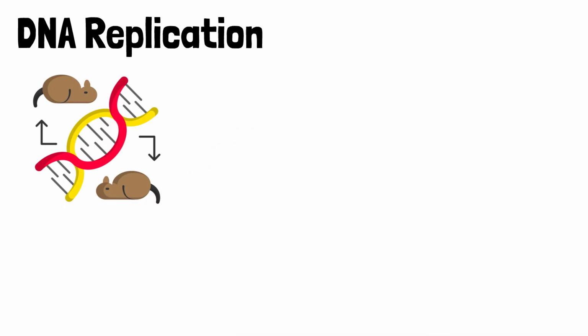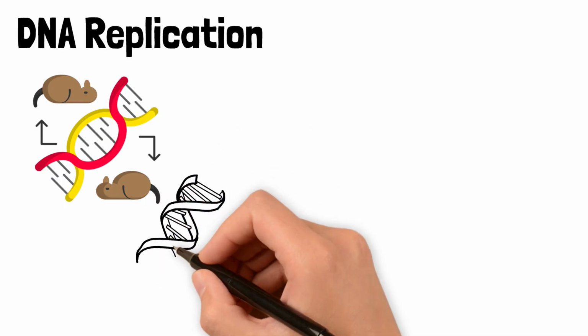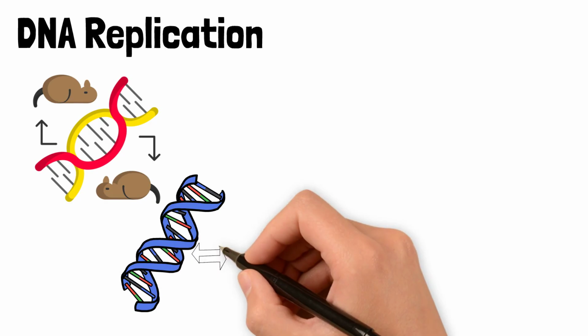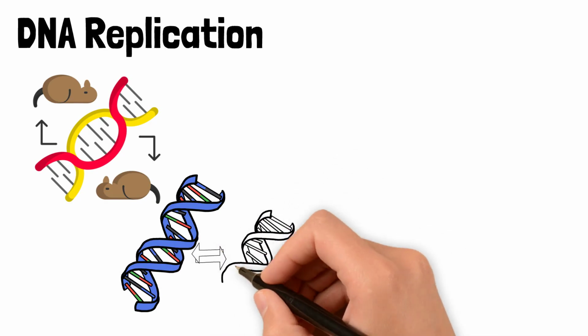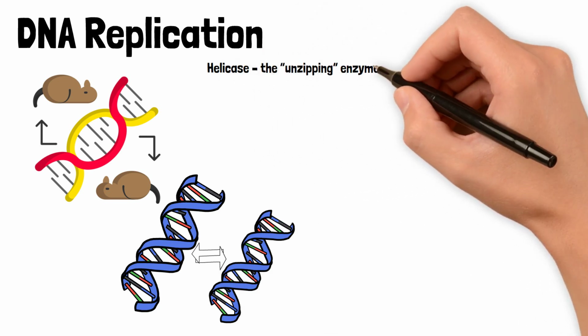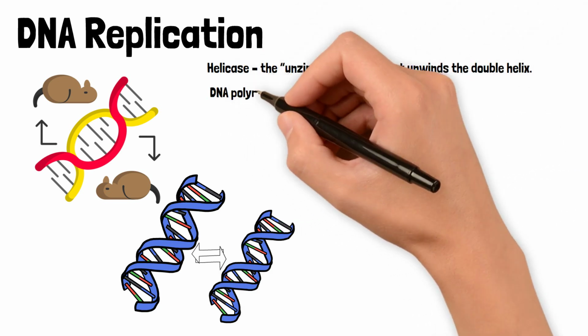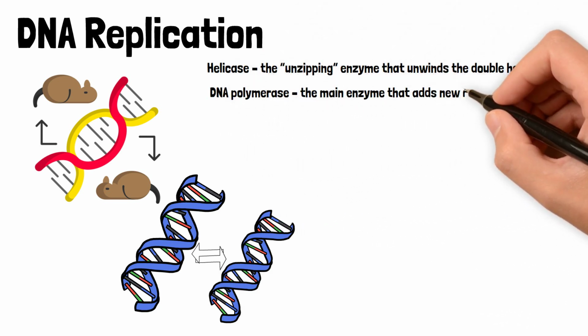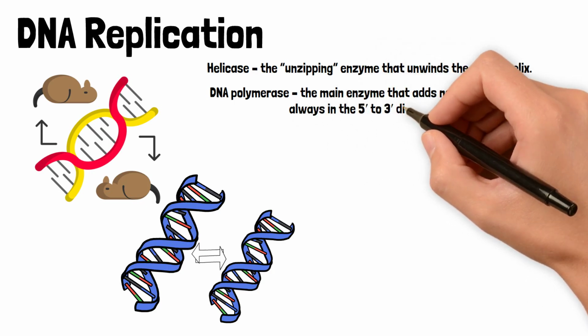DNA replication, the copying machine of life. DNA replication is a semi-conservative process, meaning each new DNA molecule has one old strand and one newly synthesized strand. Key players include helicase, the unzipping enzyme that unwinds the double helix; DNA polymerase, the main enzyme that adds new nucleotides, always in the 5' to 3' direction.